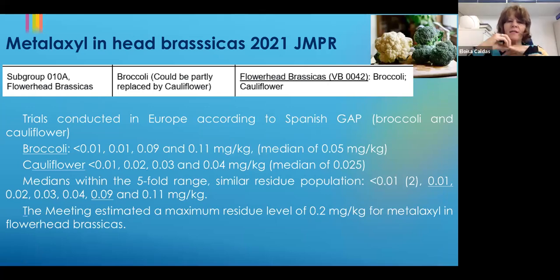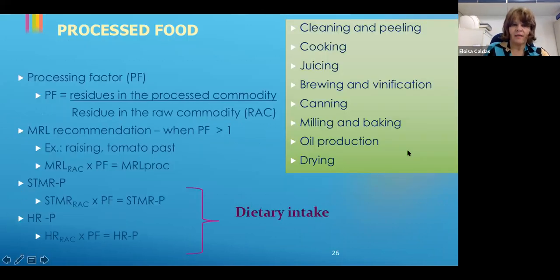Okay, we finished the last section talking about cropping, and I gave this example with metalaxyl in head brassicas with data in broccoli and cauliflower. And now, yesterday there were questions regarding processed commodities like polished rice. I think this topic is very interesting because it concerns sometimes not the MRL, but the data that will be used in the dietary risk assessment. So it kind of goes up to that.